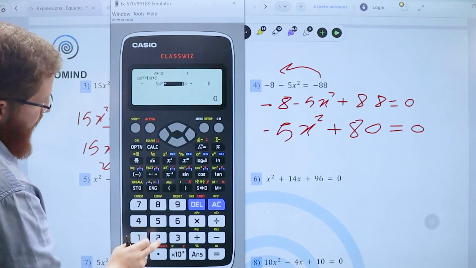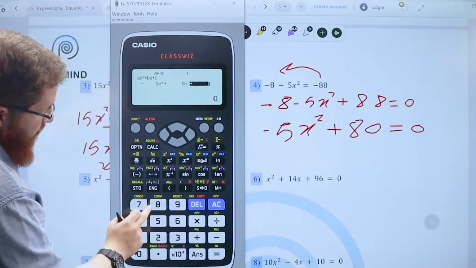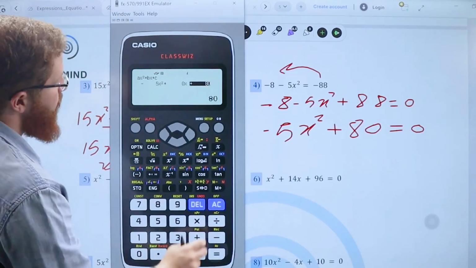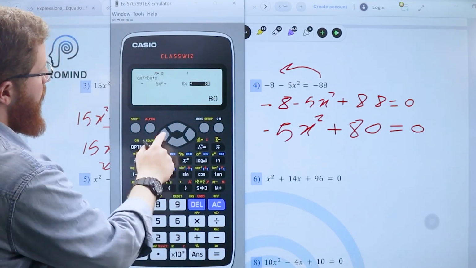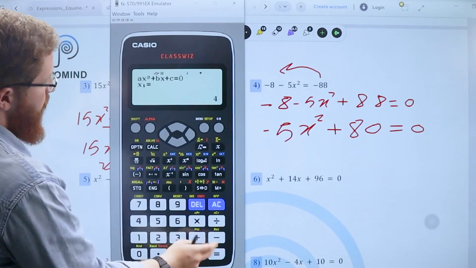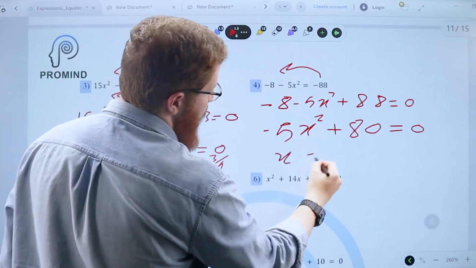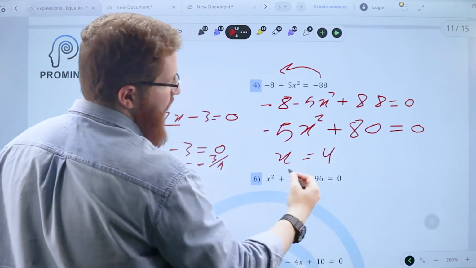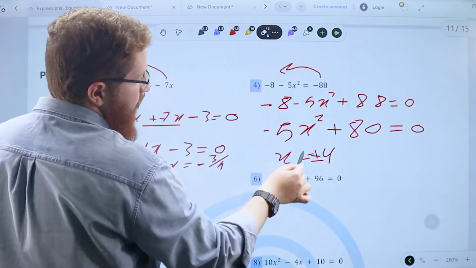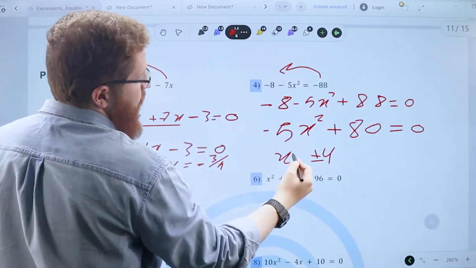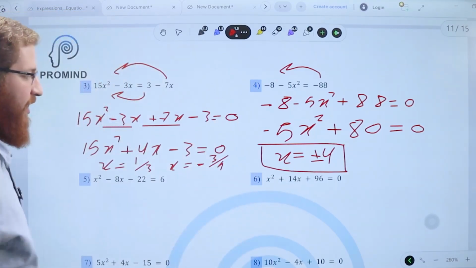The coefficient of x is 0. Yes. And the constant is 80. So we will get x1 equals 4, x2 equals minus 4, or you can write it in one go, x equals plus minus 4. We have two different values of x.